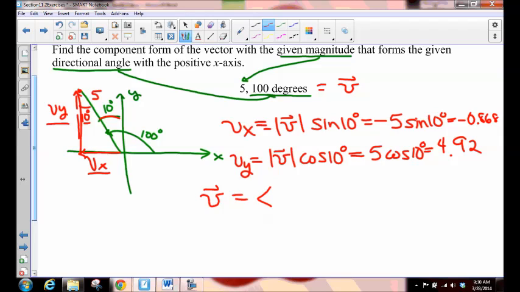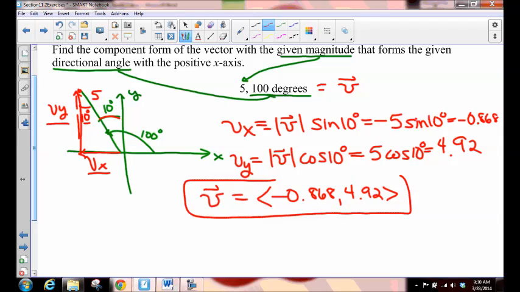And if I want to write this in component form, then I'm going to say that v is equal to, and I have my brackets, the x component, which is negative 0.868, comma, my y component, which is 4.92. And there we go.